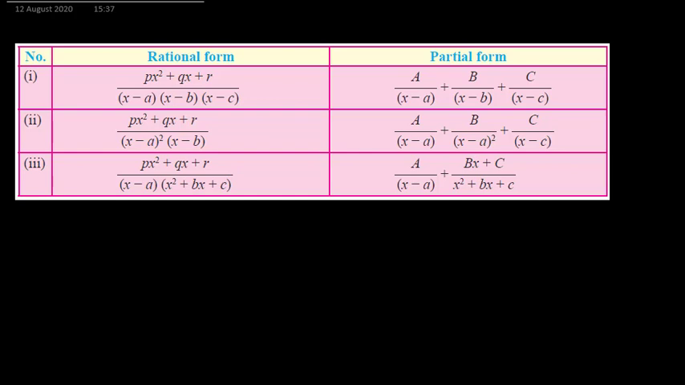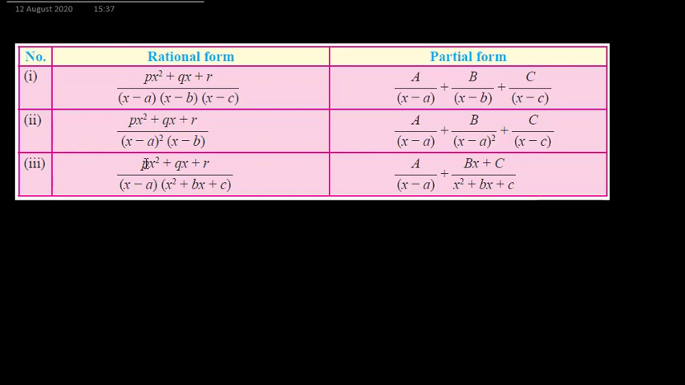Now, rational fractions, there are two types. One is proper rational function and the other is improper rational function. A fraction in which the degree of numerator is less than the degree of denominator is called a proper rational fraction. And if the degree of numerator is equal to or greater than the degree of denominator, then it is called an improper rational fraction.